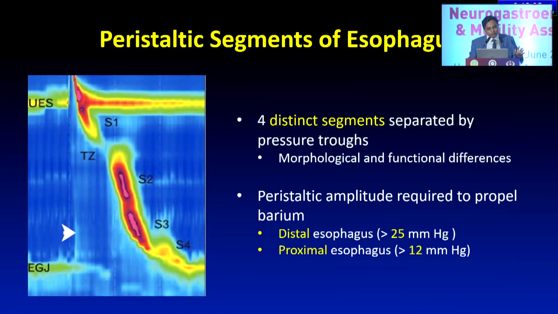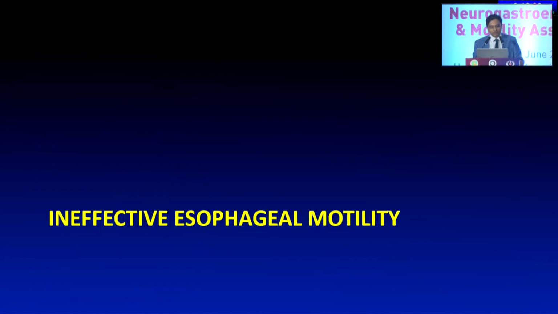So there are 4 peristaltic segments of the esophagus that have been mapped by various studies. These peristaltic segments we also see in the esophageal manometry graphs. They're labeled as S1, S2, S3, and S4. And there is a lot of morphological and functional difference between these peristaltic segments. The amplitude required to propel the barium, it has been seen that in the distal esophagus, it requires a lot more pressure to propel the food bolus down as compared to the proximal esophagus. So there's a difference between all these segments.